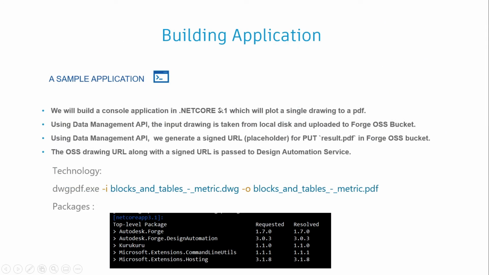So now we will create a simple .NET console application that will convert a drawing file into a PDF file. This drawing file is taken from the local disk and uploaded to an object storage service, and we use that URL with design automation and get the PDF. So we will see that in action.